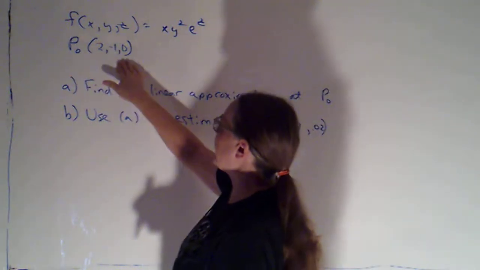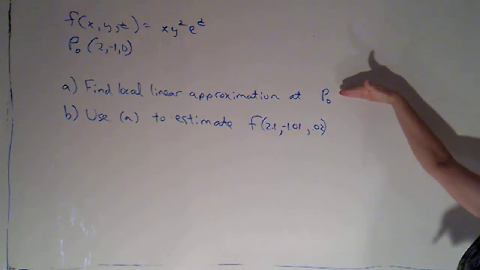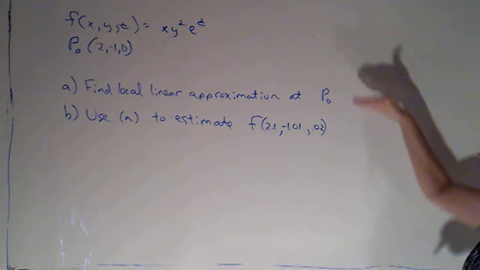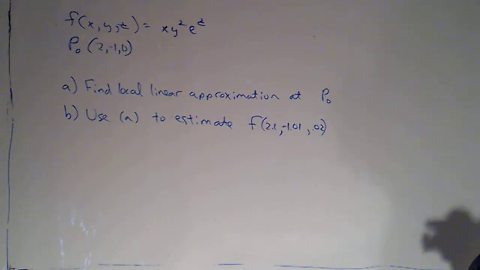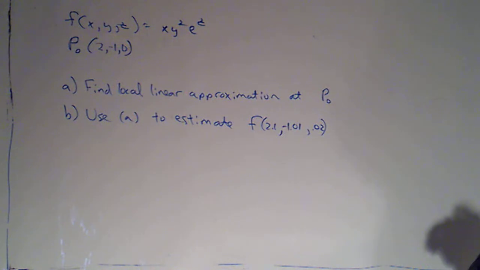And then I've given us a point. P naught is (2, -1, 0). And I want to first of all find the local linear approximation at P naught, and then use that to estimate the function at a point that looks like it's relatively close to P naught.